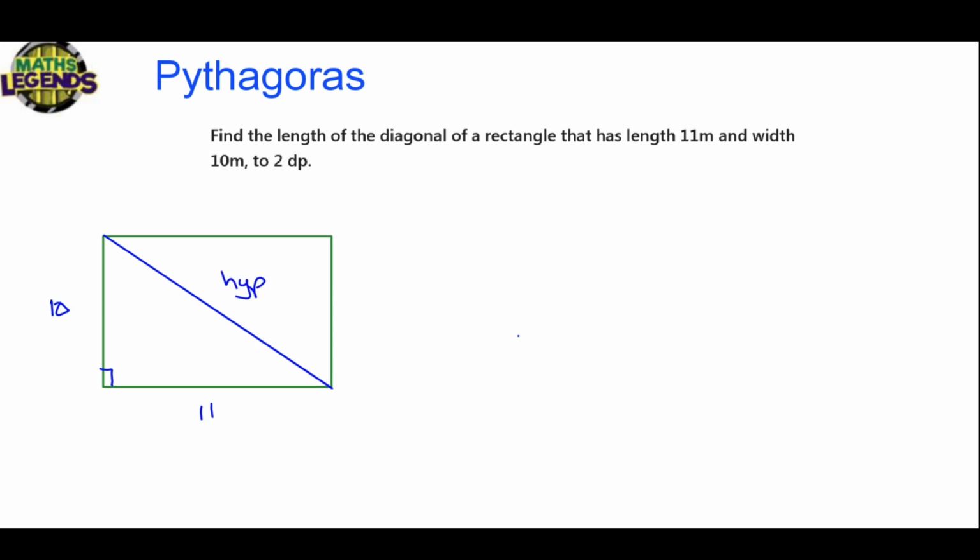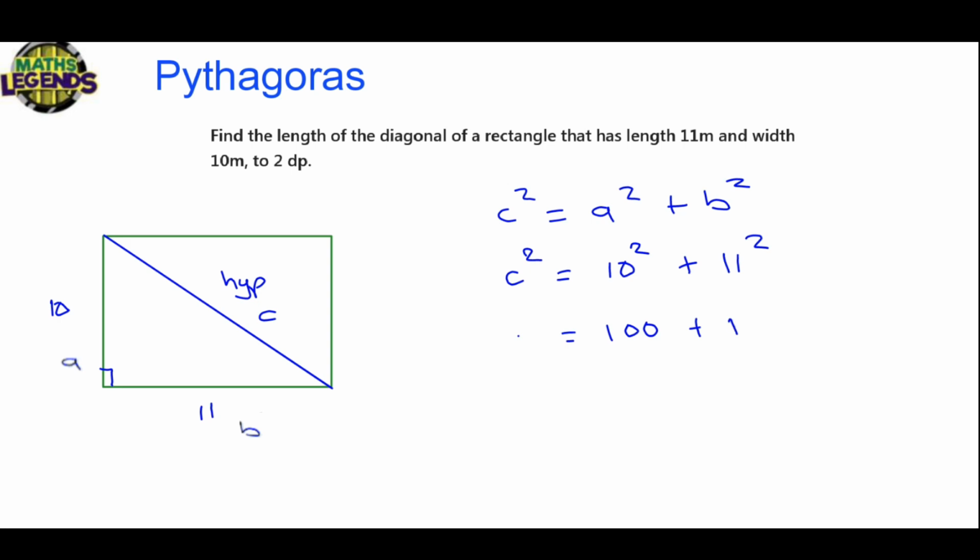So here we need our Pythagoras theorem. So c squared equals a squared plus b squared. Now c is the hypotenuse, that's our unknown, and 10 and 11, let's just put this the other way to our previous example, b and a. It doesn't matter which way around you label these, and then we simply plug in the numbers. So we have c squared equals 10 squared plus 11 squared. 10 squared is 100 plus 11 squared, which is 121, and then we simplify, so we have c squared equals 221.